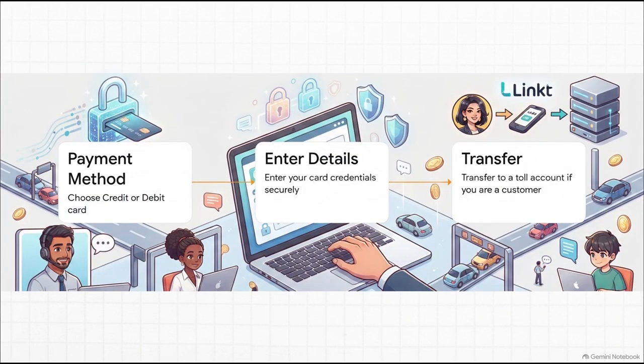Once you've selected your invoices, it's time for checkout. You just pick your payment method, like a secure credit or debit card, and enter your details. But wait, here is a complete game changer. If you are already an active Linkt customer, you can alternatively select Transfer to a Toll account.